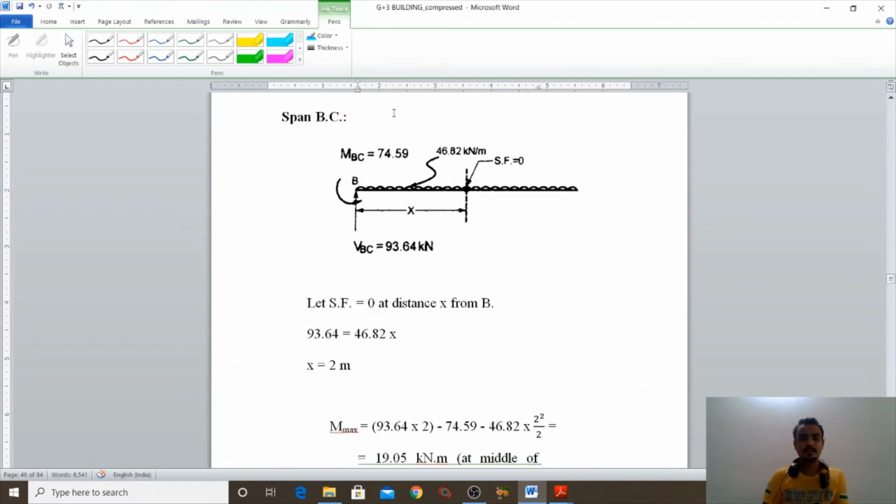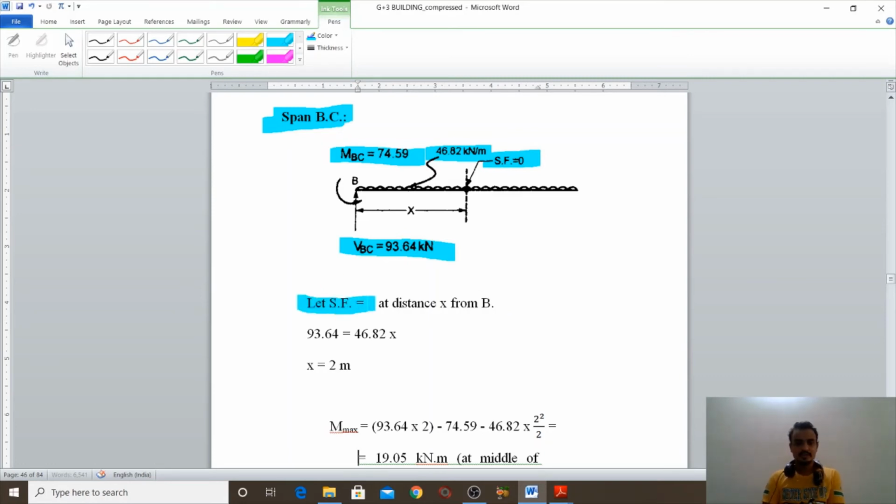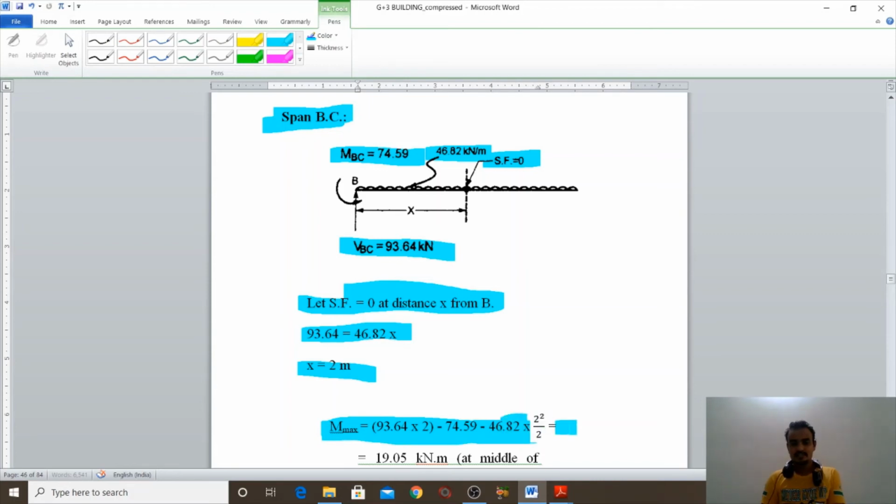Then after that we have to find the maximum moment on span BC. On span BC we have the fixed end moment, shear reaction, load, and shear force is 0. Let shear force be 0 at a distance x from B. So here shear force is 93.64 equal to 46.82 x. So x is 2 meter. Okay. So by the same equation, we can find the maximum moment is 19.05 kilonewton meter. Okay.